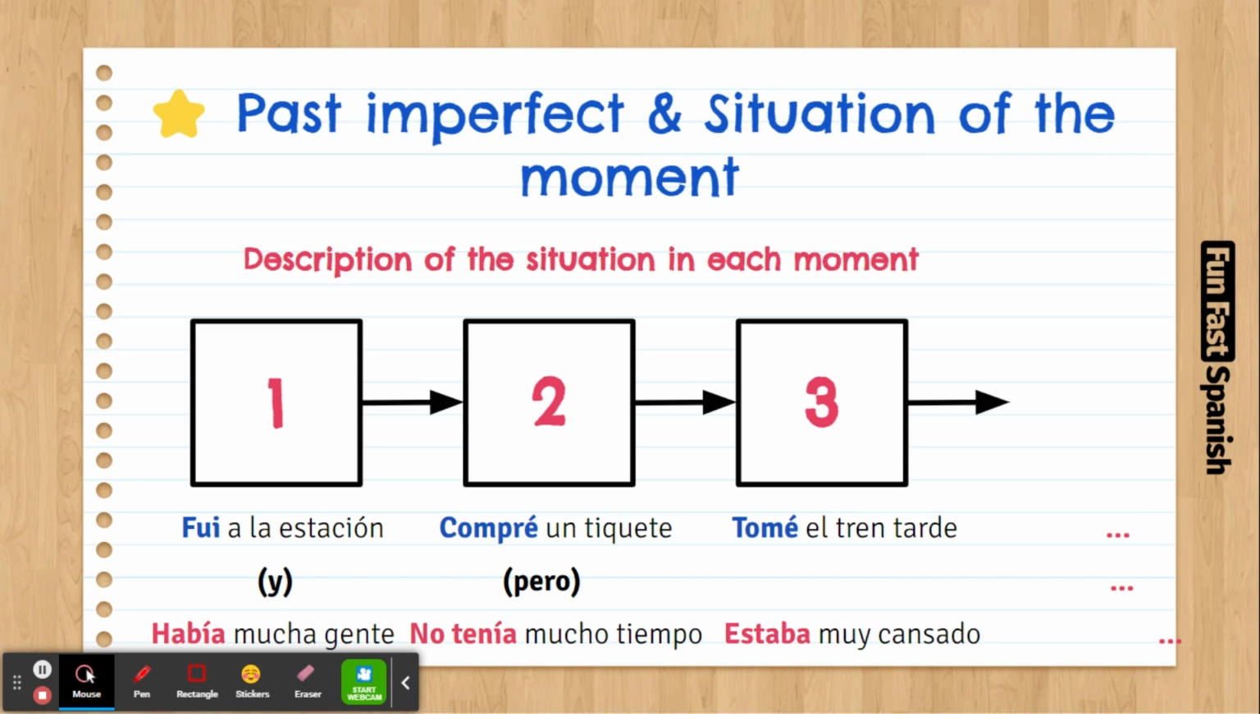Now, yeah, we can talk about sequences, and that's good. But sometimes we don't just want to talk about events in an order, in a sequence. Sometimes we want to describe what's happening around, and this is what we call the situation. What's going on around it? Let's have a look at the first moment. So these are moments or events, yeah? First event, second event, right?